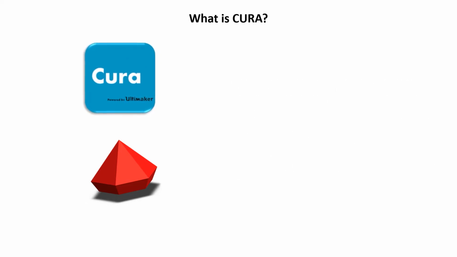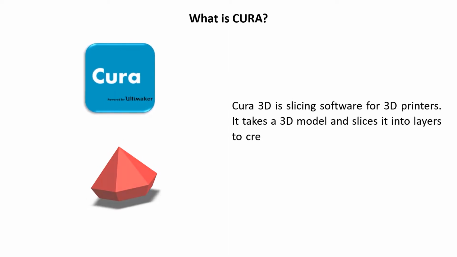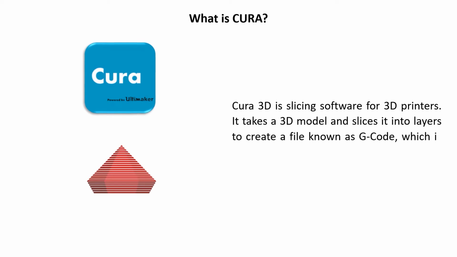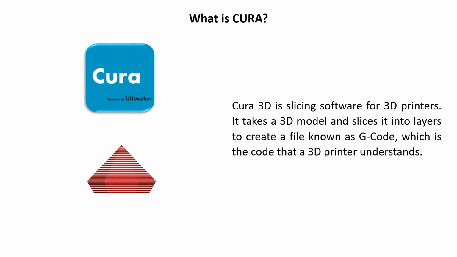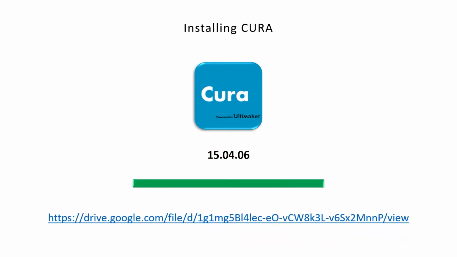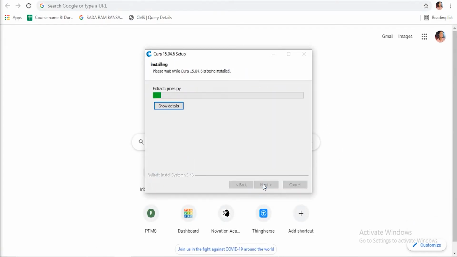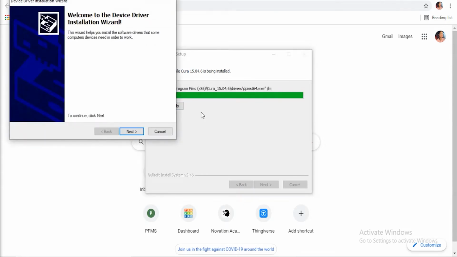What is Cura? Cura 3D is a slicing software for 3D printers. It takes a 3D model and slices it into layers to create a file known as Gcode, which is the code that a 3D printer understands. Installing Cura. We will be using version 15.04.06 of Cura. First of all, download the version 15.04.06 from the given link. Now, open the installation file of the software downloaded and follow the steps for installation.